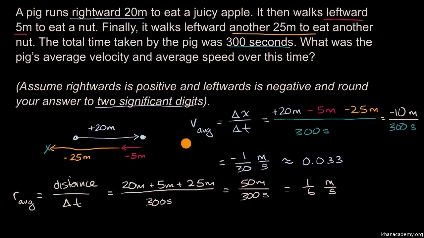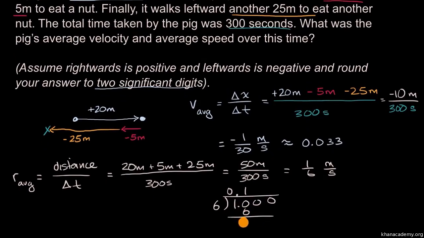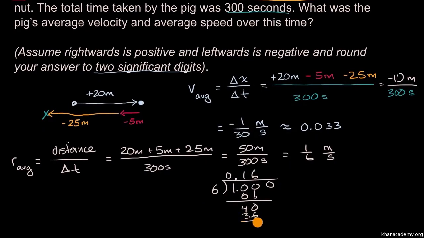And if we want to write it as a decimal, let's see, 6 goes into 1. Let's put some zeros here. 6 goes into 10 one time. 1 times 6 is 6. And then we subtract, we get a 4. 6 goes into 46 times. 6 times 6 is 36. And then we get another 4. And then we're just going to keep getting 6s over here.